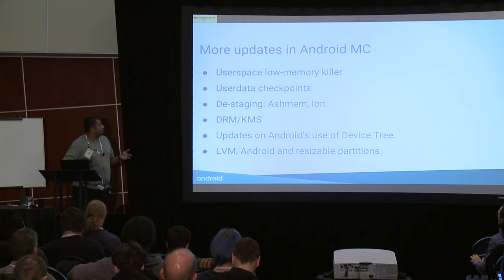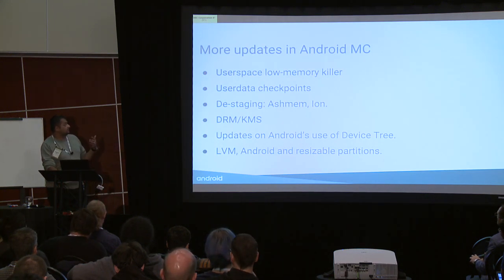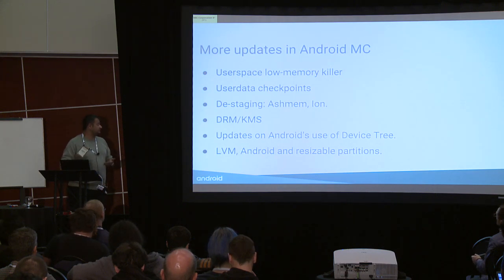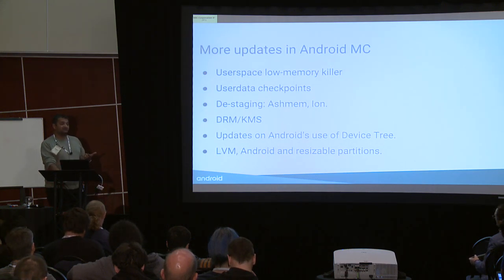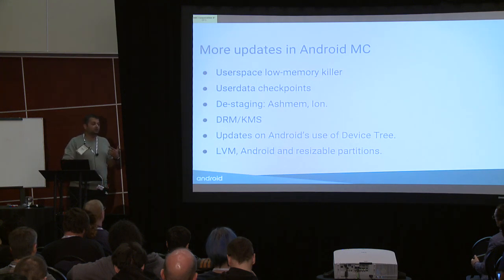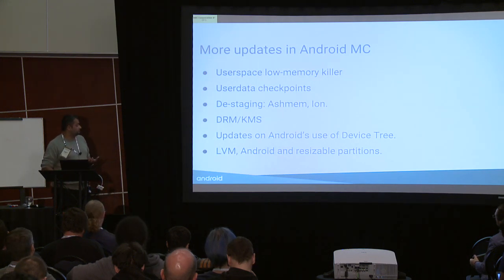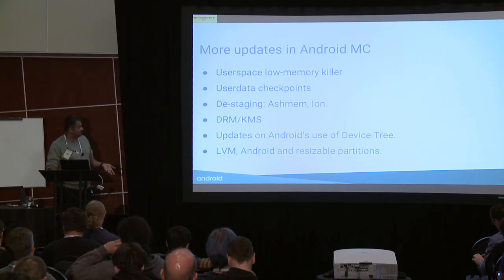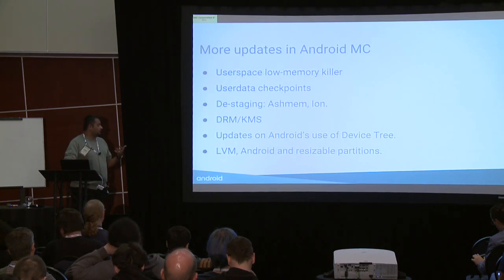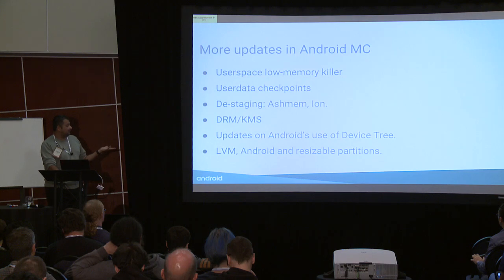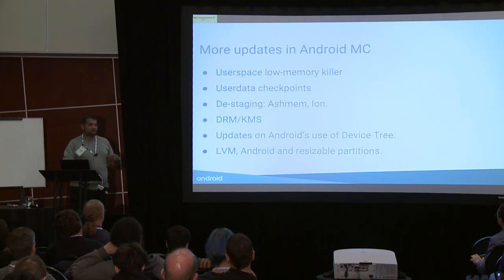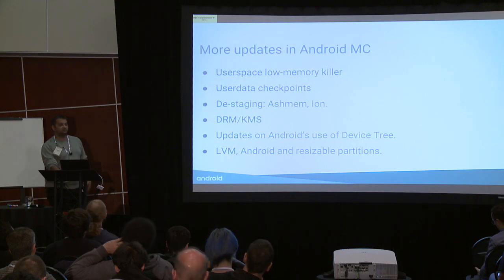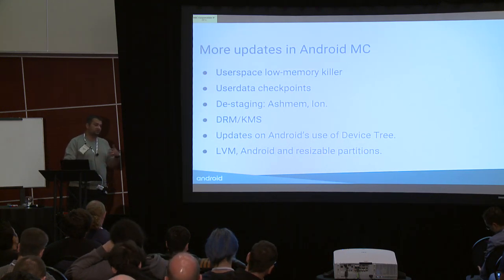There are more updates on what we've been doing: things like the user space low memory killer, the checkpoints I talked about, ashmem and ion, another thing that is in the kernel, but in staging. We want to figure out how we can make sure Android is going to be okay if we take ashmem out or replace it with something else. DRM KMS is another thing. Android's use of device tree was highly controversial. Last year I have a bunch of updates regarding that, which I'm planning to talk about tomorrow. And Android resizable partition. This is all targeting to make sure Android also gets more and more updates, both in kernel as well as for platform.